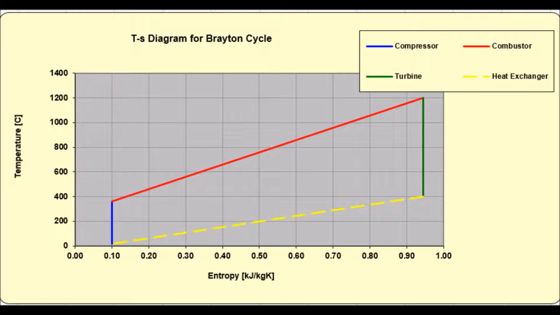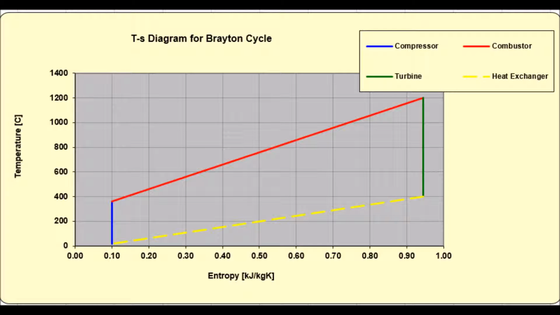During the compression stage, the entropy remains the same, while the temperature rises through the compression of gases. In the combustion stage, both the temperature and the entropy rise due to the addition of heat from the combustion of natural gas. The turbine is where the second isentropic stage occurs.